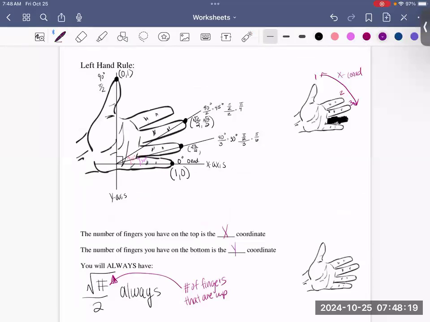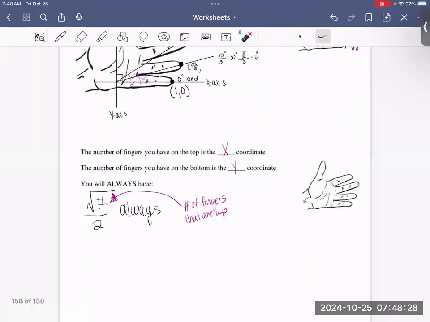And then your y value comes into play with the 1 finger that's remaining below. This is your y coordinate. So again, the square root of my 1 finger over 2, which the square root of 1 is what? Well, the square root of 1 is just itself, 1. So we should have the coordinate, the square root of 3 over 2, comma, 1/2.